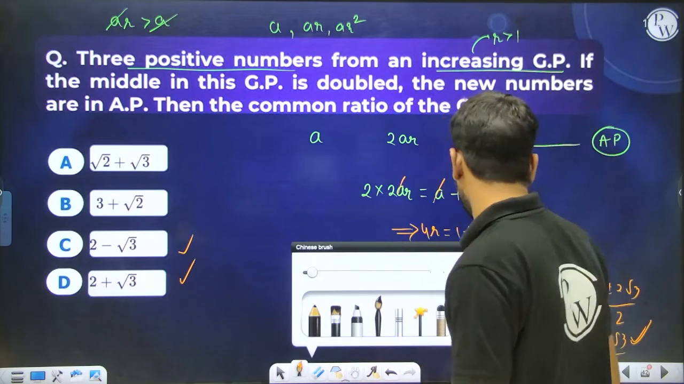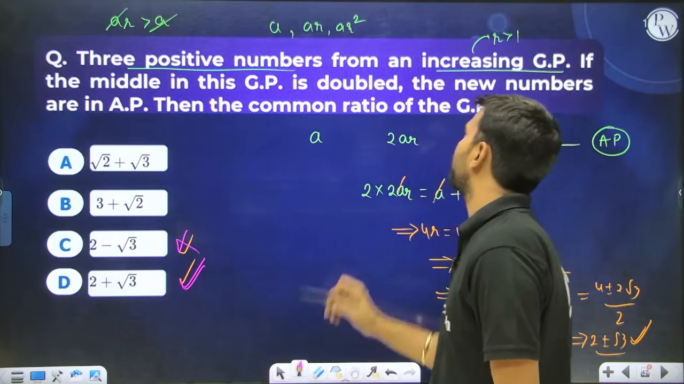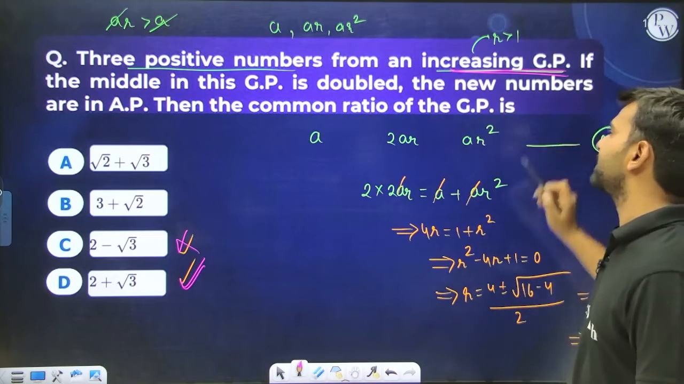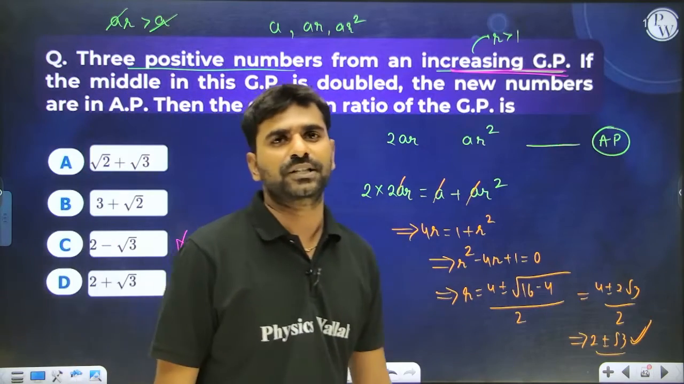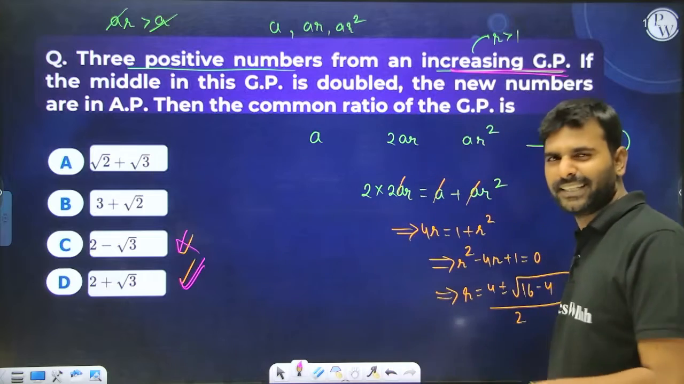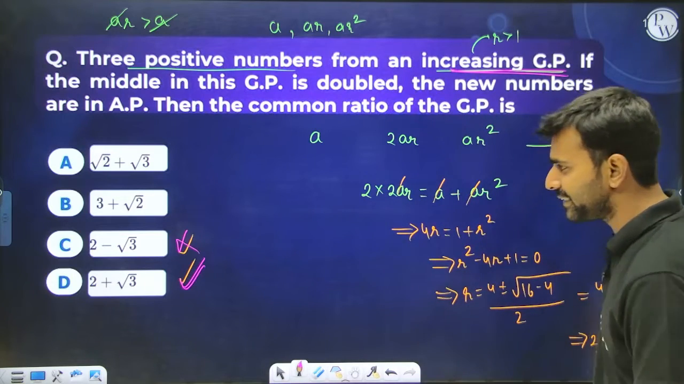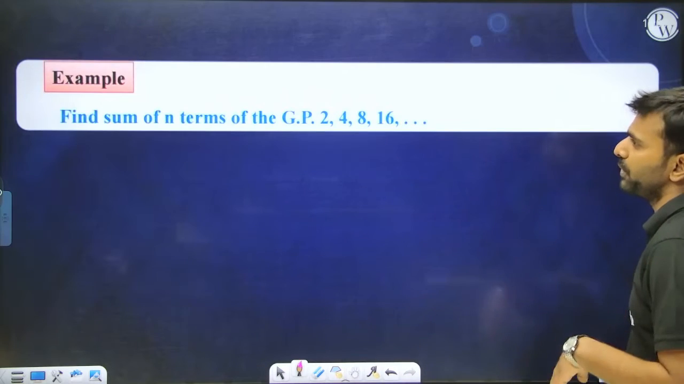But let me tell you, no. C is not our answer, only D is our answer, because since it was given to me that this is an increasing GP, the common ratio has to be greater than 1. The value of root 3 is roughly 1.732. So 2 minus root 3 is going to be lesser than 1. Yes or no? So that's why that is rejected, and the only option that we have to tick is 2 plus root 3. So the correct answer is going to be 2 plus root 3.